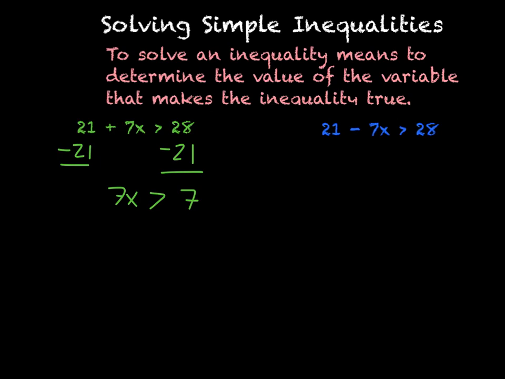Okay, so then I'm going to divide by 7 to isolate my variable. And I'm dividing by a positive 7. So x is greater than 7.